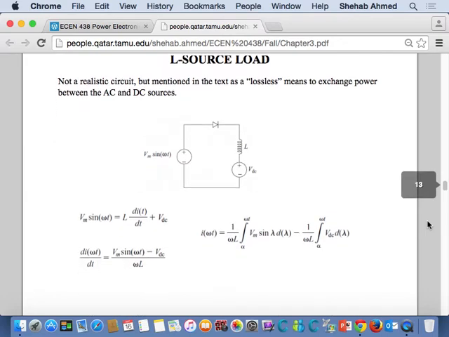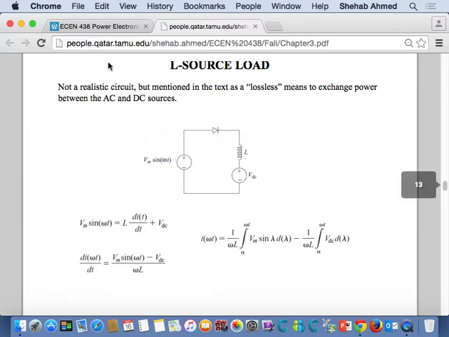L source and a load. The book has a small section on that. It's unrealistic, and I mentioned that in the slides.